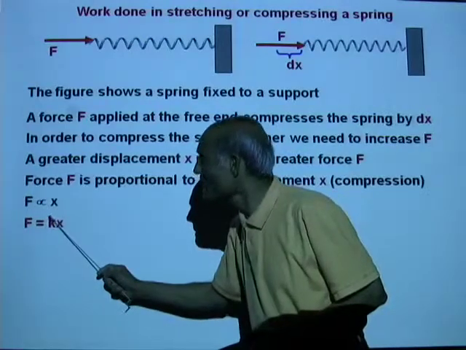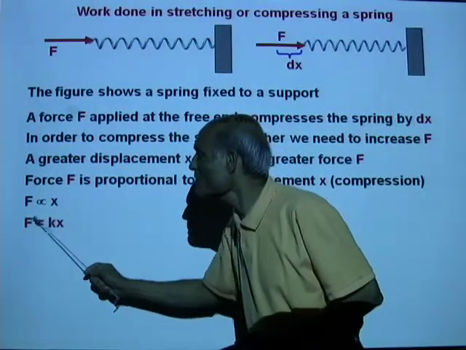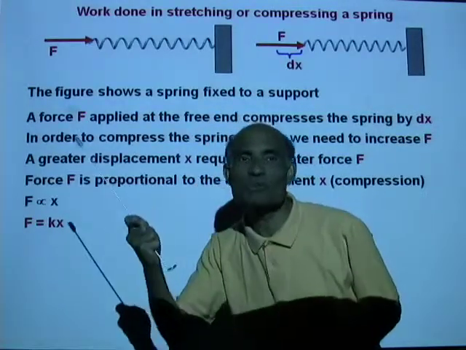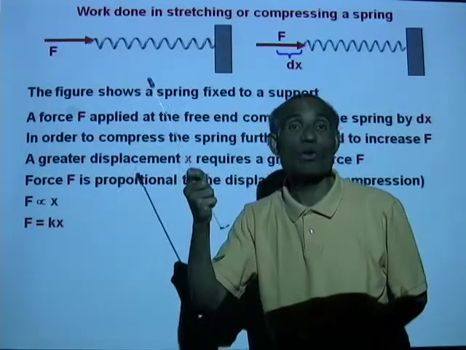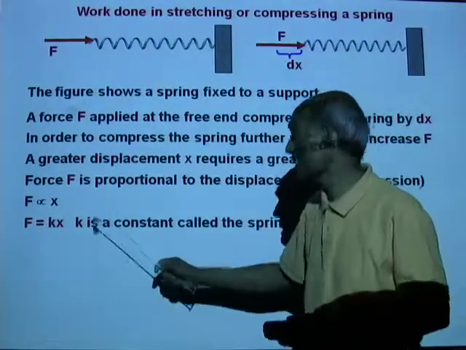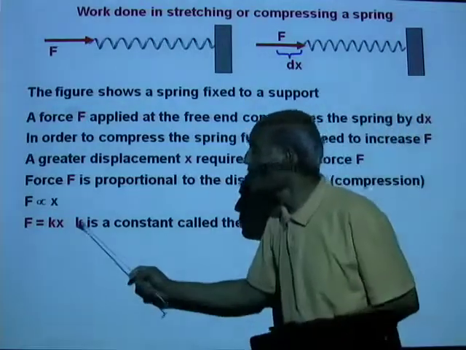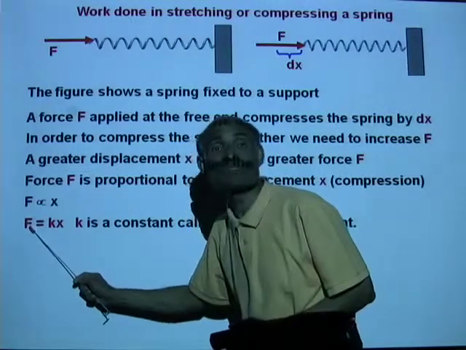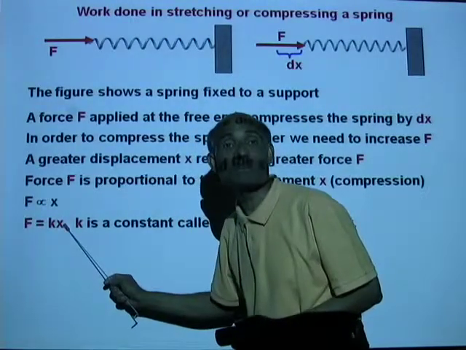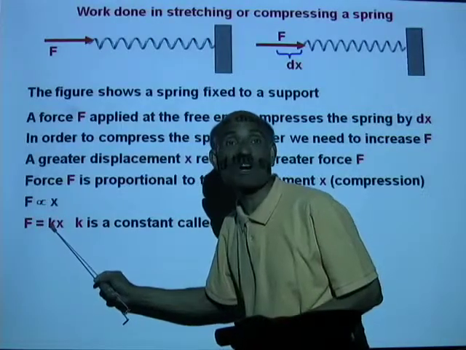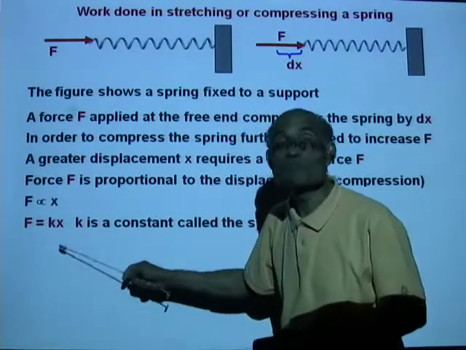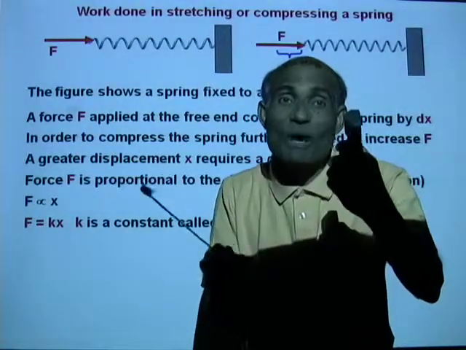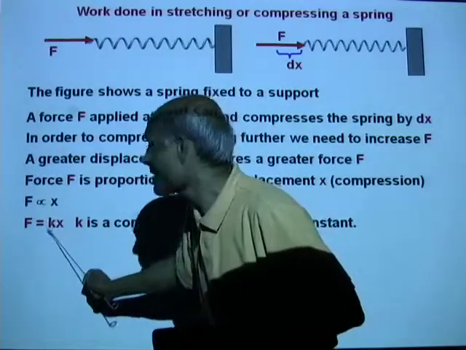Now this k, what is this k? k equals F over x. It is the force needed to produce a unit displacement, and that is called the spring constant. What is the unit for measuring the spring constant? Force is measured in newtons. Displacement is measured in meters. Therefore, k, the spring constant, is measured in newtons per meter. How many newtons of force are required to stretch that spring by 1 meter? That is the value of k.